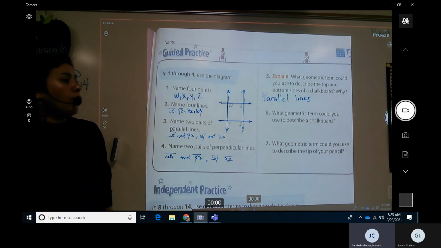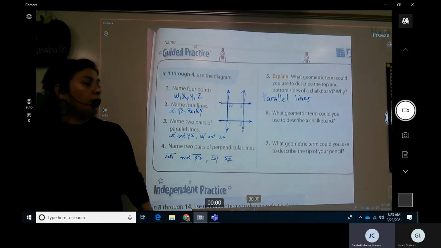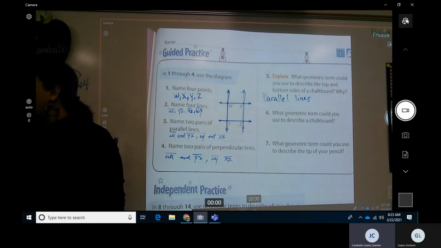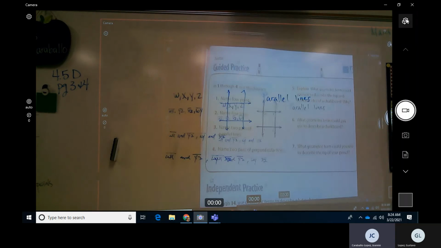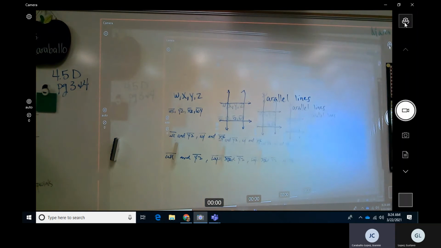Number 6. What geometric term could you use to describe a chalkboard? ¿Qué término geométrico usted podría usar para describir? So I'm going to give you this one because, well, actually, look on page 762. Mire la página 762. Okay? Do you see those 3 words up there? Let me go ahead and change the view of this camera real quickly so you can see it.